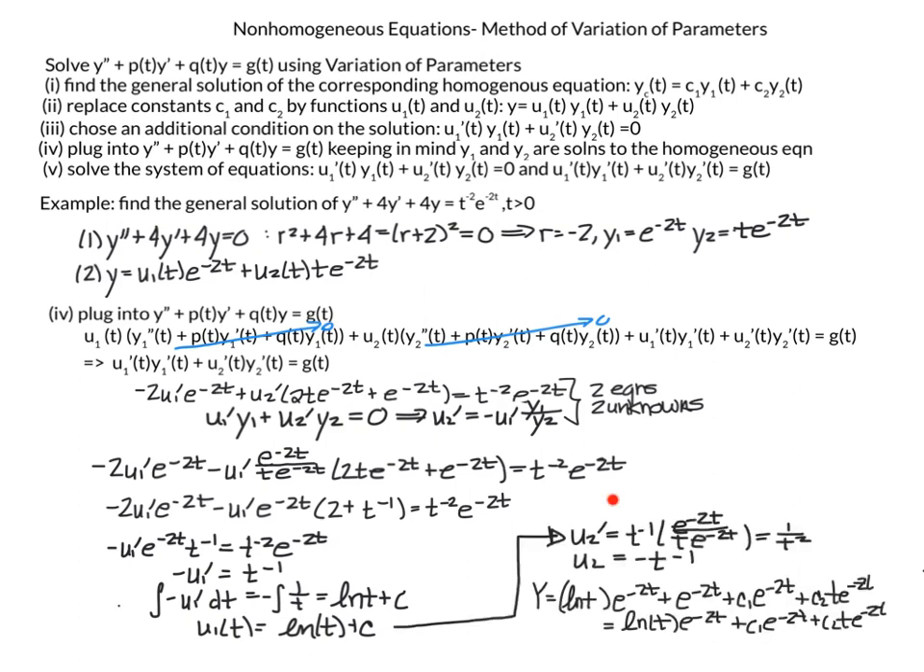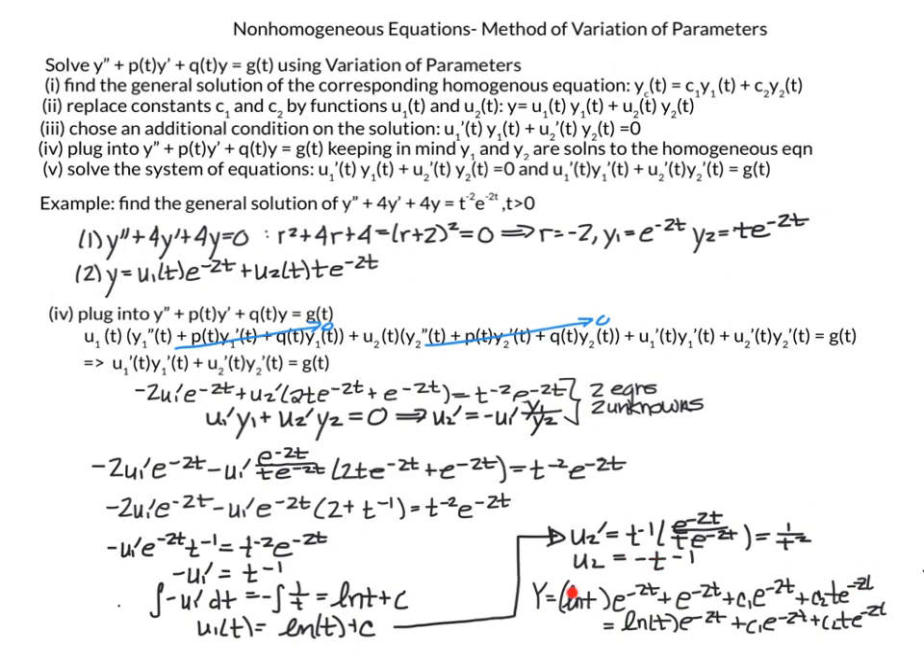Our last step, u2 prime, is equal to minus u1, so we have a t to the minus 1, y1 over y2. So here we have y1 over y2, which is equal to 1 over t squared. These two combine. And then you integrate both sides and you get u2 is equal to minus t to the minus 1. So this is our general solution.